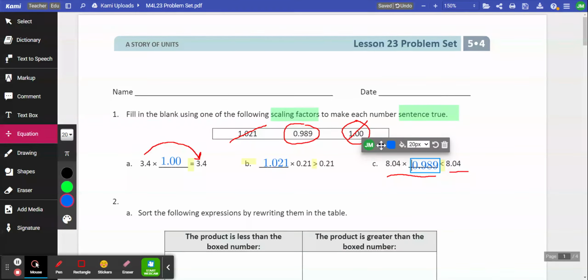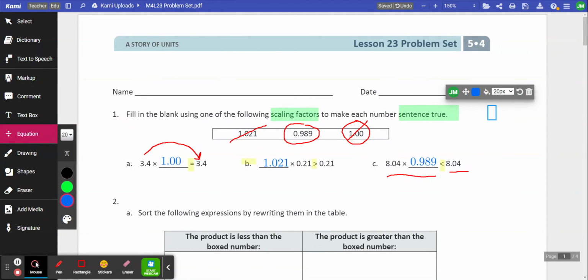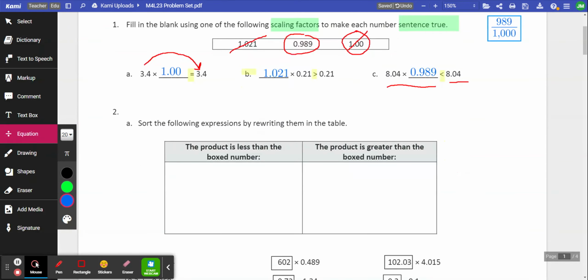And remember, just so you understand, you will write the number in this way if you need to write it as a fraction. It will be 989 thousandths. That's just a review. That will be the fraction form.